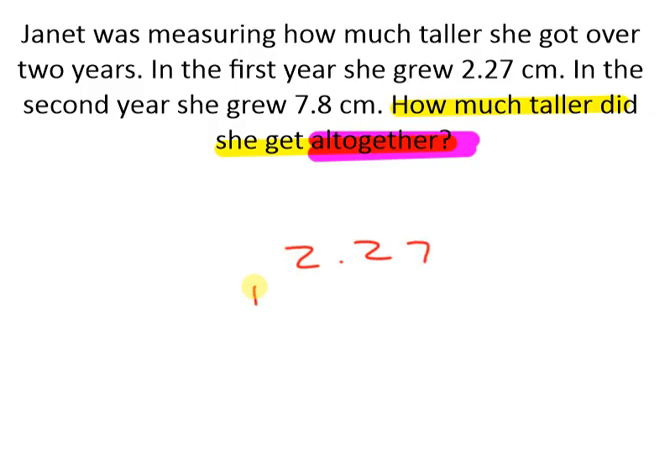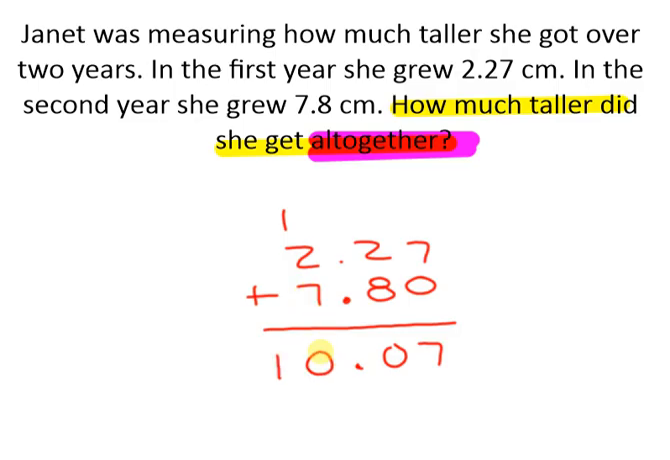2.27 plus, there's my decimal point, 7.8. Add a 0 as a placeholder at the end. 7 plus 0 is 7. 2 plus 8 is 10. Make sure you carry that 1. Bring down your decimal. 7 plus 2 is 9, plus 1 is 10. So the answer is 10.07 centimeters.